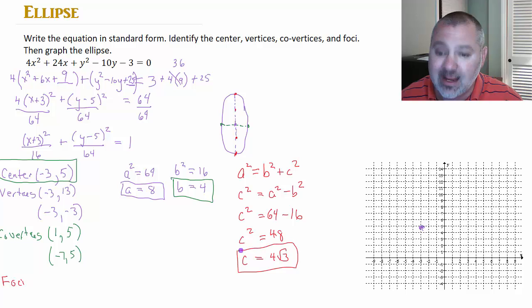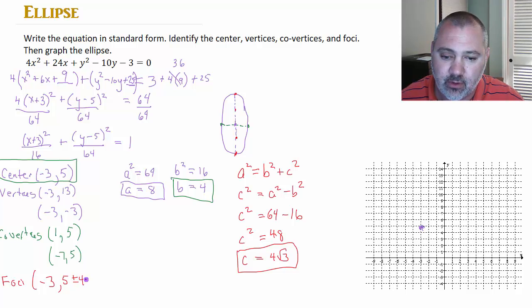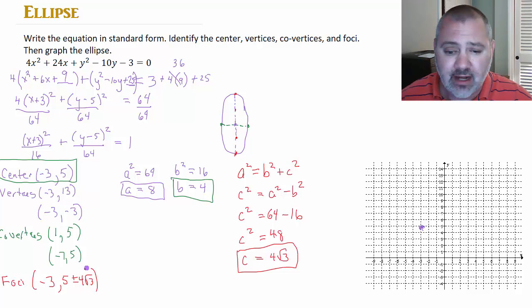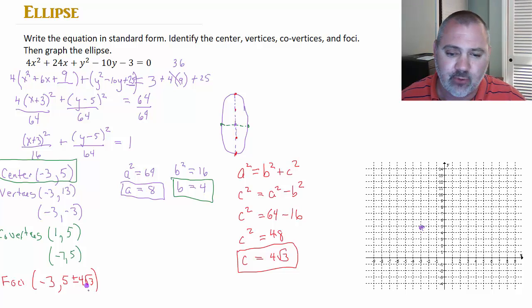And we're going to use that and add it and subtract it to the y's, just like we did with the vertices. So our foci is really just negative 3, comma, 5 plus or minus 4 square roots of 3. If we really want to graph these, then we'd find an accurate estimate for 4 square roots of 3, and then we can simplify down and give some decimal. But for now, this will be good, and these are our characteristics that we want to look for.